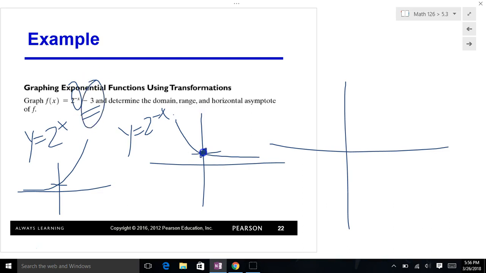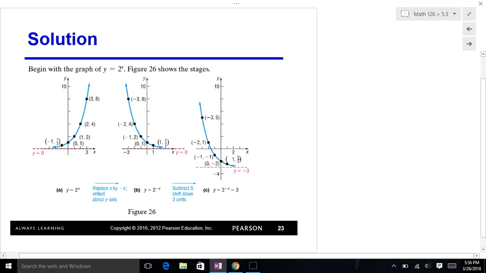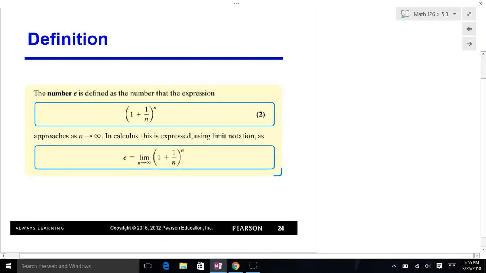And I'm thinking about this point right here, and I'm dropping it down 1, 2, 3, right there. Okay, so now it's going to go through that point. I'm also thinking about my horizontal asymptote y equals 0, and that's dropping down 1, 2, 3 as well. Okay, so reflection about the y-axis, drop it down 3. Here's a little bit better look at that. So you've got your horizontal asymptote y equals -3, and you can plot some points from there.